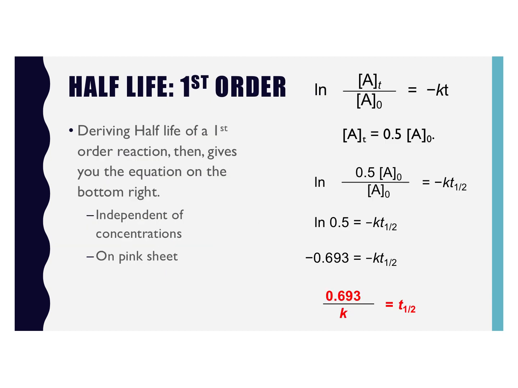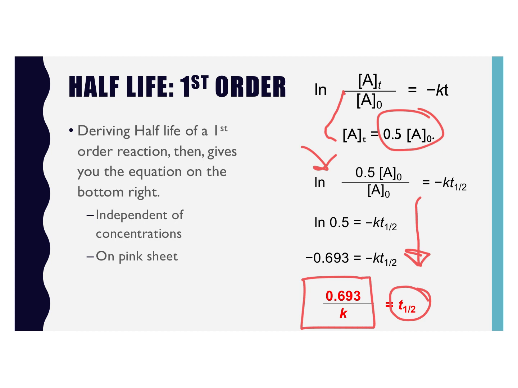If I combine that with a first order reaction and take into account that A of t, or the concentration, is half the initial concentration, I can substitute that in, and by doing all of the substitutions, what I end up with is that the half-life is 0.693 divided by the rate constant. That has to do with the natural log of 1/2 coming in there. This equation is on our pink sheet.